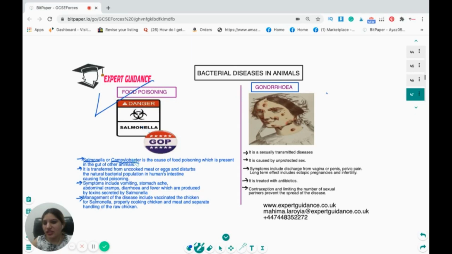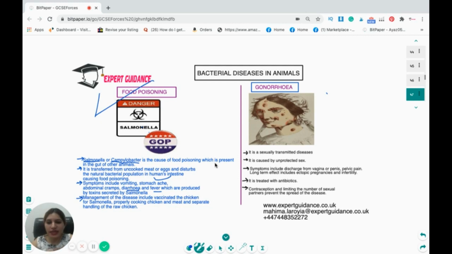Food poisoning is caused by salmonella. It is transferred from uncooked meat or eggs and disturbs the natural bacterial population in the human intestine, causing food poisoning. The symptoms of food poisoning include vomiting, stomach ache, abdominal cramps, diarrhea, and fever. The management of the disease includes vaccinating chickens for salmonella, properly cooking chicken or meat, and keeping raw chicken separate. Gonorrhea is a sexually transmitted disease.